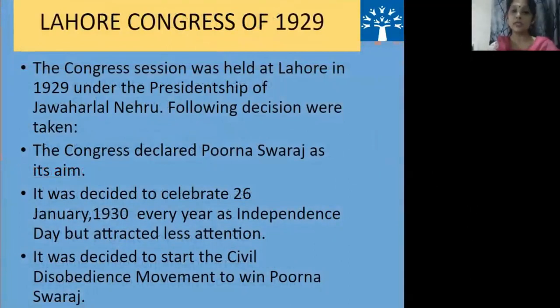Lahore Congress of 1929. The Congress session was held at Lahore in 1929 under the presidentship of Jawaharlal Nehru. Following decisions were taken. The Congress declared Purna Swaraj or complete freedom as its aim. It was decided to celebrate 26 January 1930 every year as Independence Day, but it attracted less attention. It was decided to start the civil disobedience movement to win Purna Swaraj.